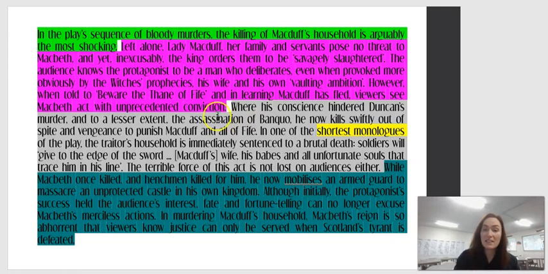Now we go on to the next bit of evidence, where his conscience hindered Duncan's murder, and to a lesser extent the assassination of Banquo. He now kills swiftly out of spite and vengeance to punish Macduff and all of Fife. In one of the shortest monologues, so here we have aesthetics coming in. So it's a short monologue of the play. The traitor's household is immediately sentenced to a brutal death.